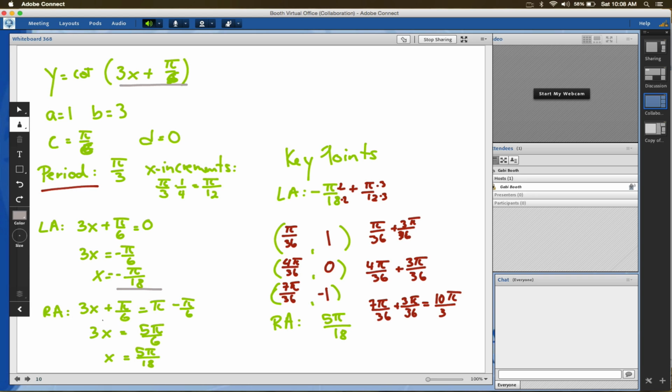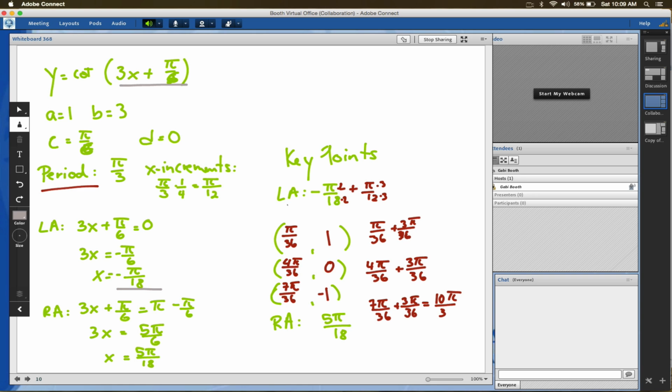The right asymptote, you set it equal to pi. Again, that's where the cotangent is undefined. You subtract pi over 6, you get 5 pi over 6. Divide by 3, 5 pi over 18. Okay. Now let's find the key points.